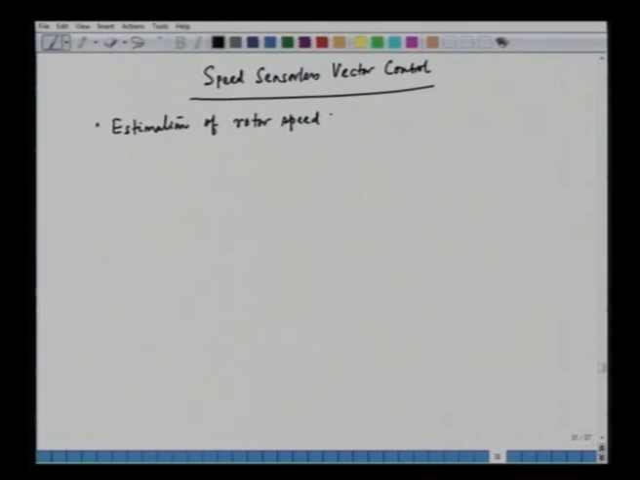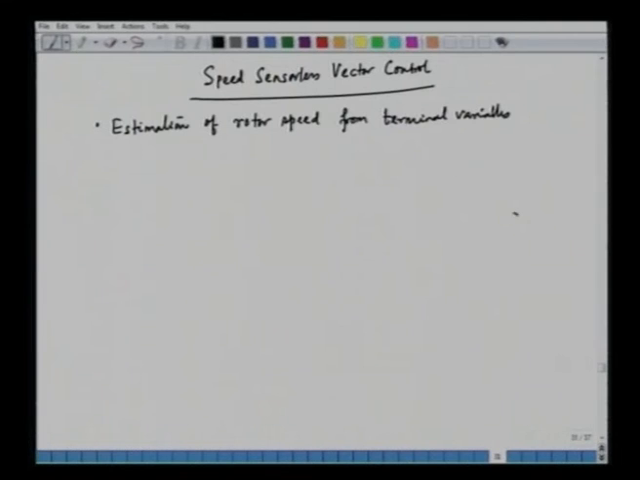And how do you estimate the rotor speed? We estimate the rotor speed from terminal variables. So estimation of rotor speed from terminal variables. Now what are the terminal variables?